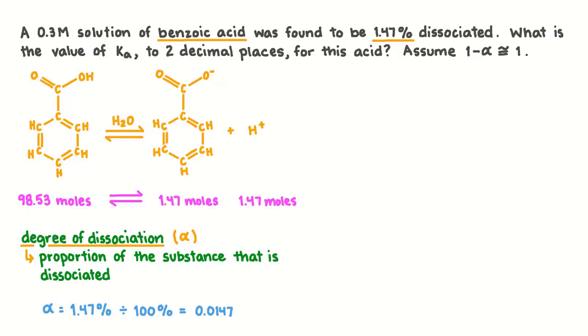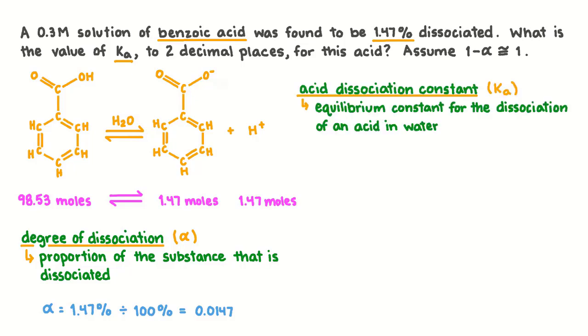So the degree of dissociation of the benzoic acid given in the question is 0.0147. We want to use the degree of dissociation to calculate the value of Ka. Ka is the acid dissociation constant, an equilibrium constant for the dissociation of an acid in water. The acid dissociation constant and the degree of dissociation can be related using Ostwald's dilution law.